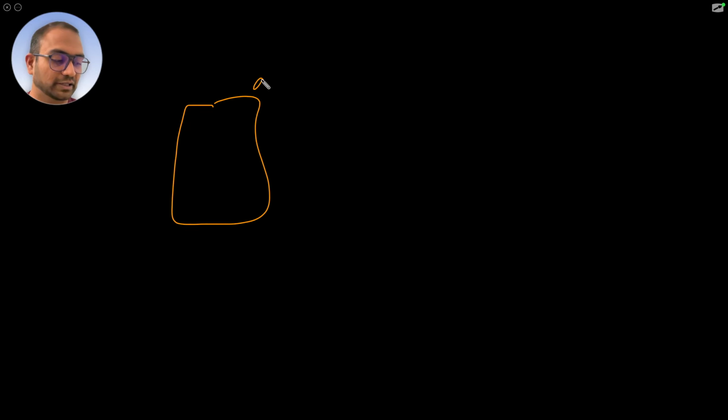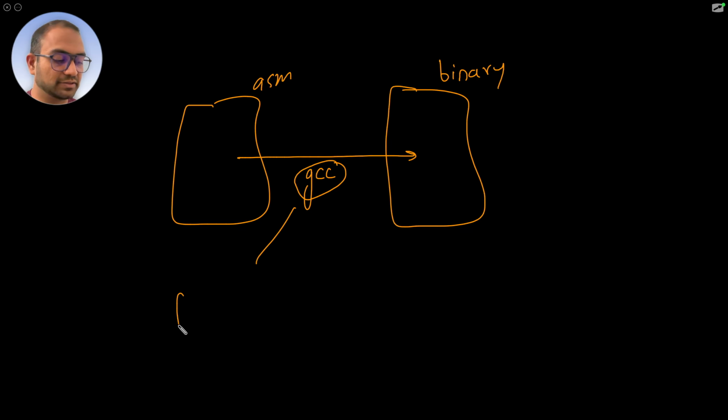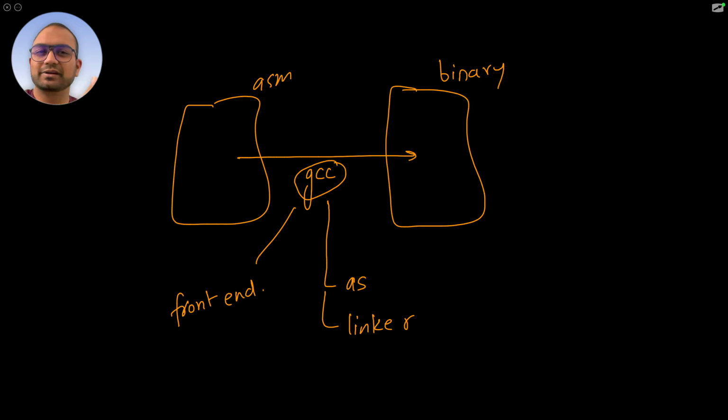We are going to write an assembly file and then convert it into binary or machine code. One thing I want to bring your attention to is that we are going to use GCC. A backstory about GCC: it is the front end. Front end means it's the tool that can take in commands, and then internally it can call the assembler, it can call the linker. And what is the role of assembler, linker? We will come to all of that in due course of time.